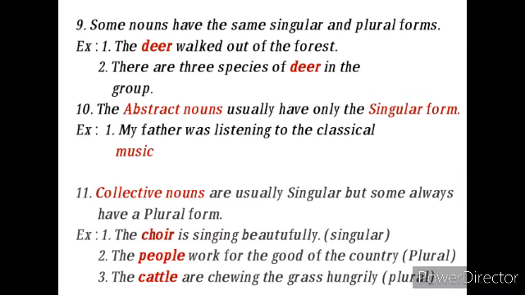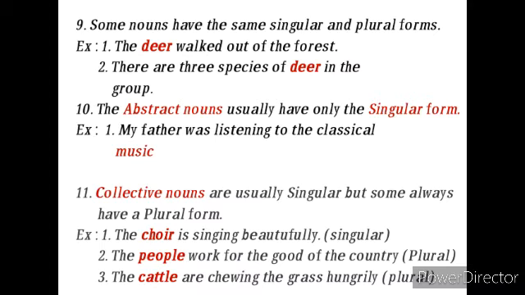So in both the cases, you can see we have not added s or es or ies to make it plural. It remains in singular form, to read it as plural also. In point number 10, abstract nouns usually have only the singular form. So when we talk about abstract nouns, it is always in singular form. Like, my father was listening to the classical music. The word music is highlighted here and it's singular.